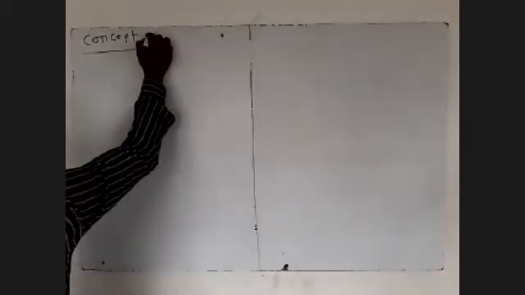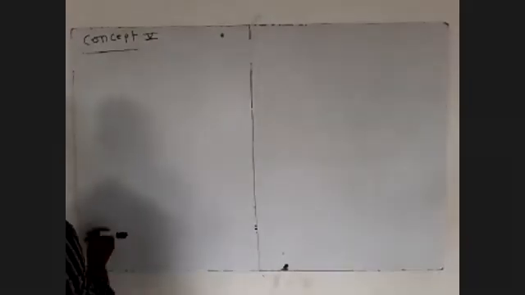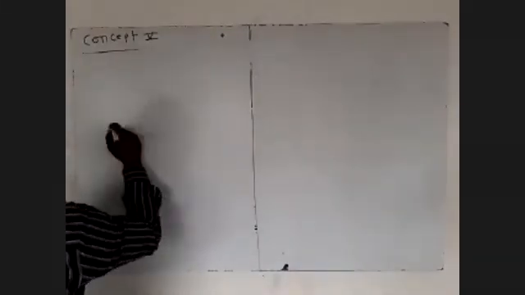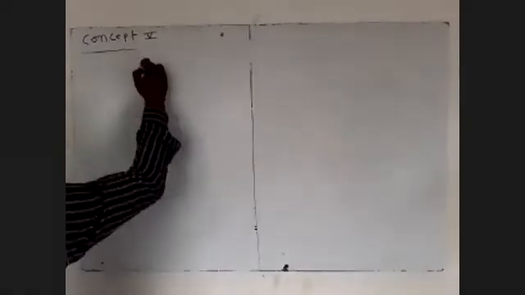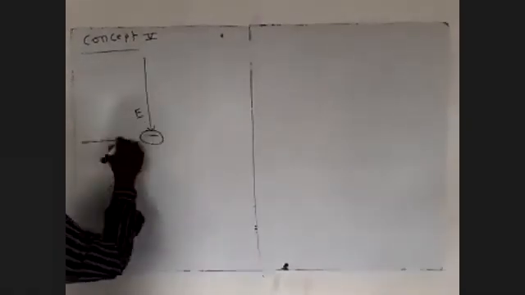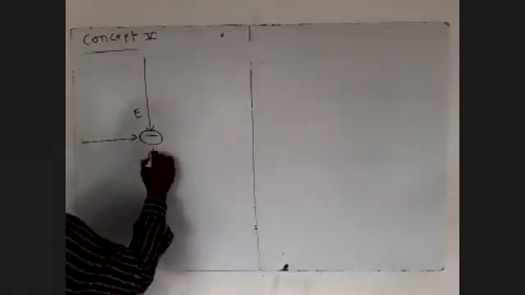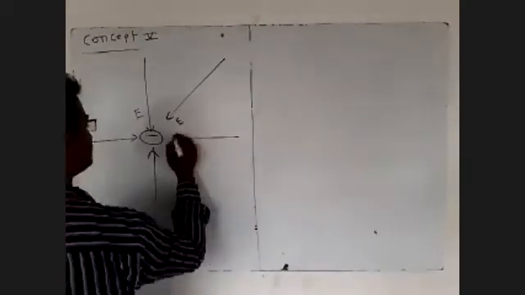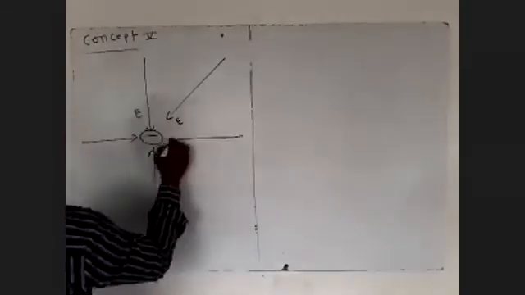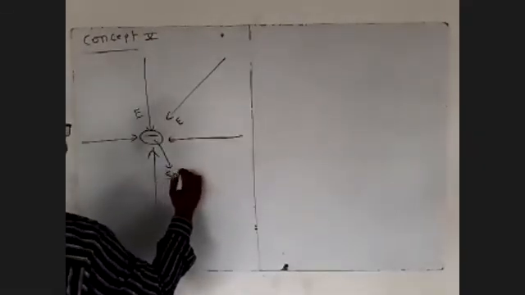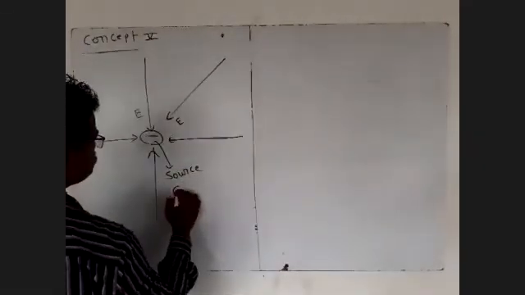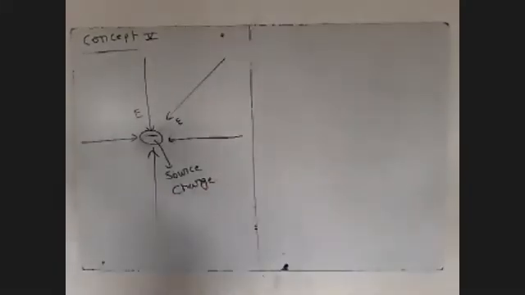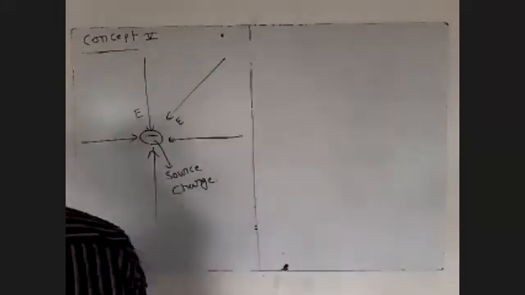Concept number 5. This is a negative charge, and this is the source charge. For a negative charge, the direction of the electric field is towards the charge. This is the direction of the electric field. The source charge is Q.